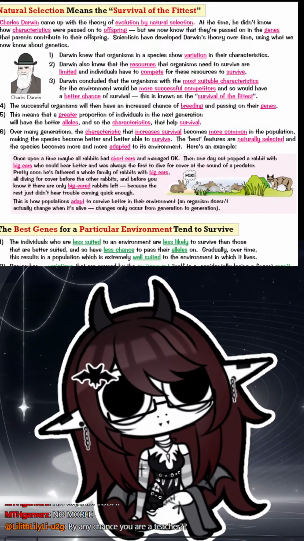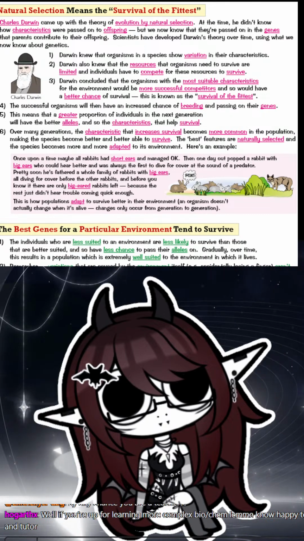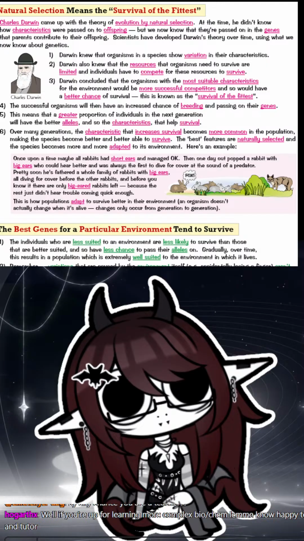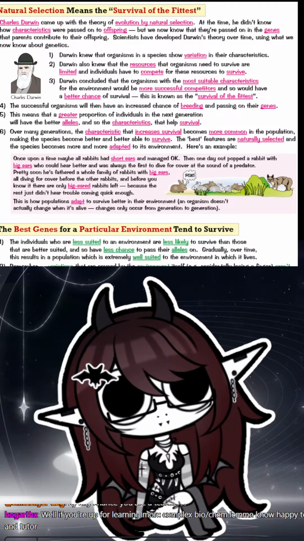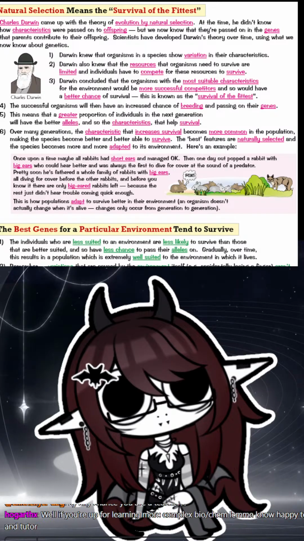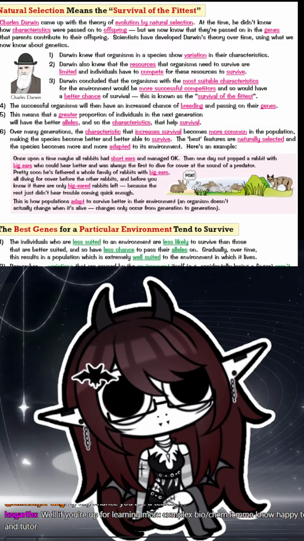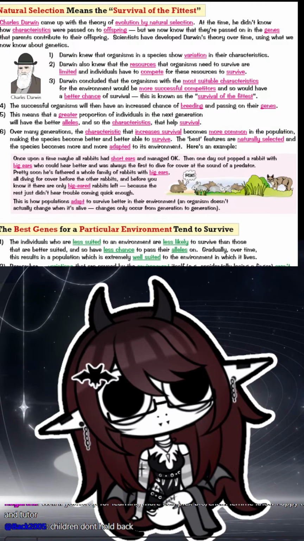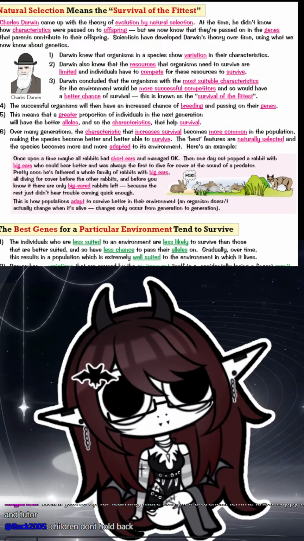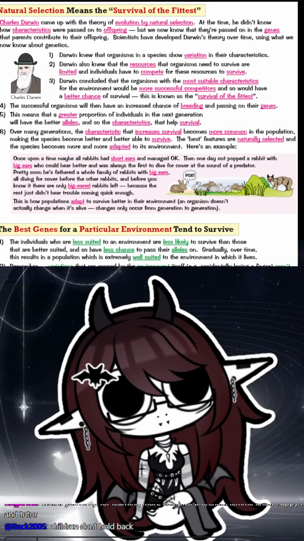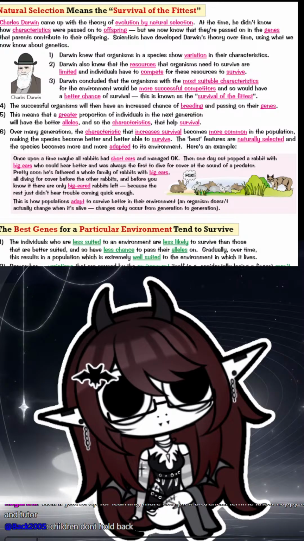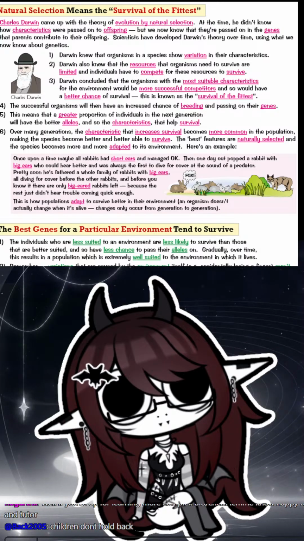Darwin knew that organisms in a species show variation in their characteristics. Darwin also knew that resources that organisms need to survive are limited, and individuals have to compete for these resources to survive. Darwin concluded that the organisms with the most suitable characteristics for the environment would be more successful competitors and so would have a better chance at survival. These successful organisms will then have an increased chance of breeding and passing on their genes. This means that a greater proportion of the individuals in the next generation will have better alleles.